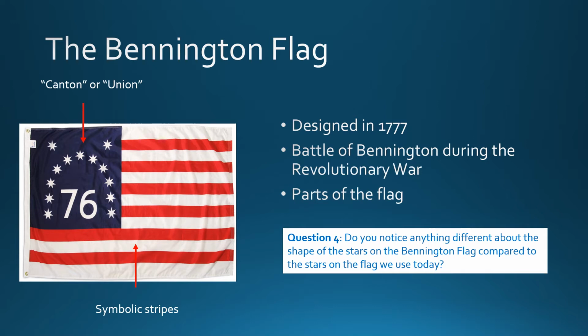They believe the 76 was added to inspire the soldiers to remember the victories of the Revolutionary War. They also believed that the Bennington flag was too large to be used on the battlefield, and most likely it was flown on a flagpole or staff. Question 4. Do you notice anything different about the shape of the stars on the Bennington flag compared to the stars on the flag we use today?